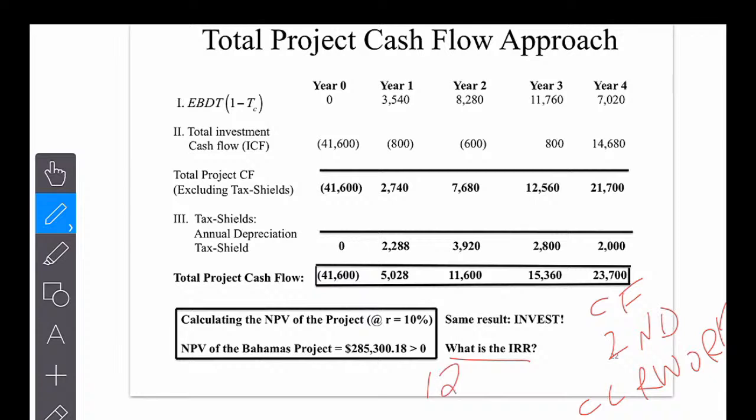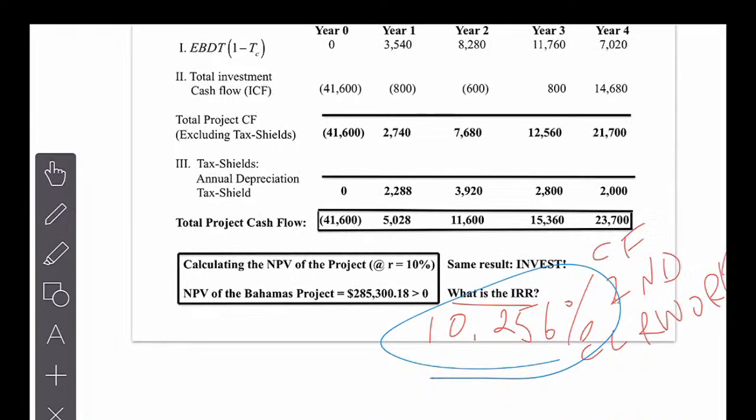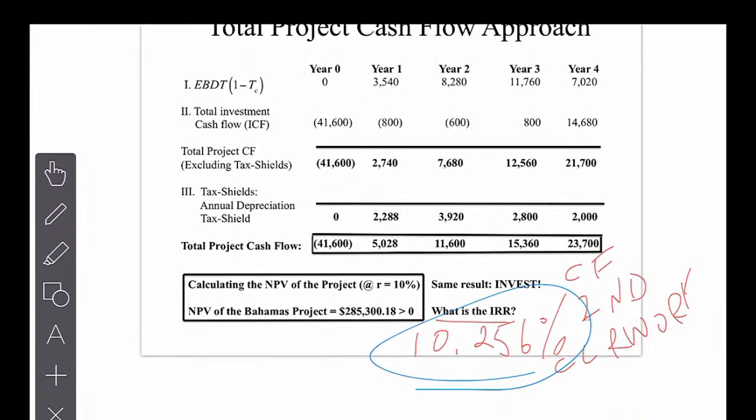I'll put it in 3 decimal places. Oh, sorry, not 12 point. 10 point 10.256%. And because it's higher, it means that we overshoot our required rate of return. If the required rate is 10%.